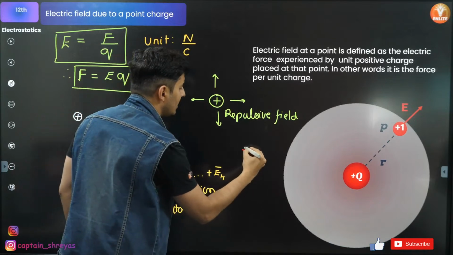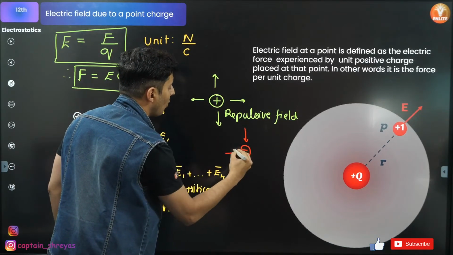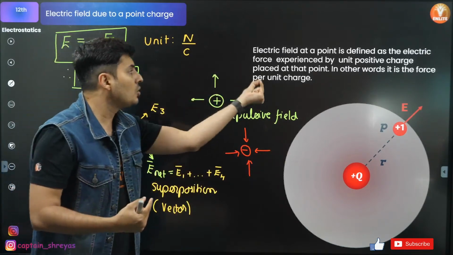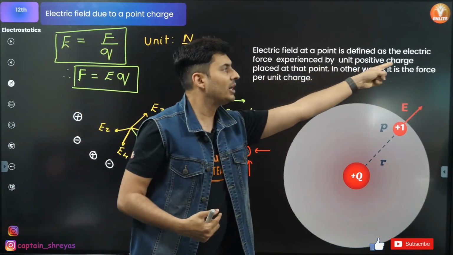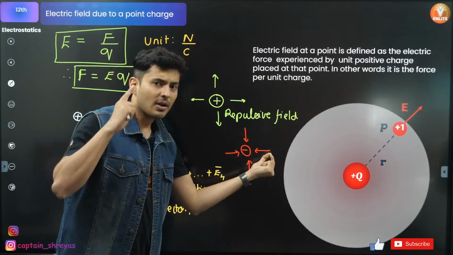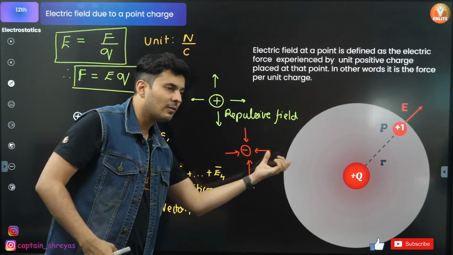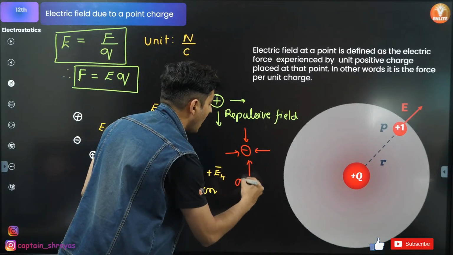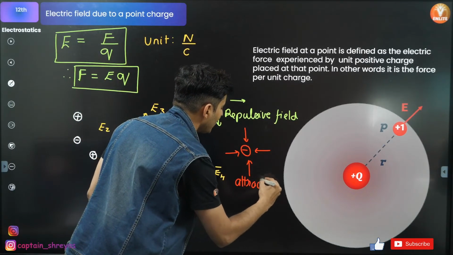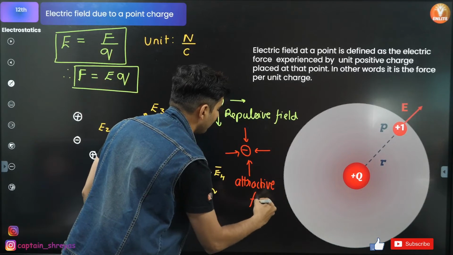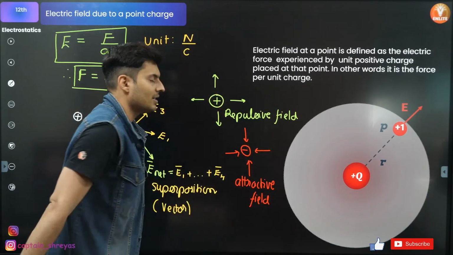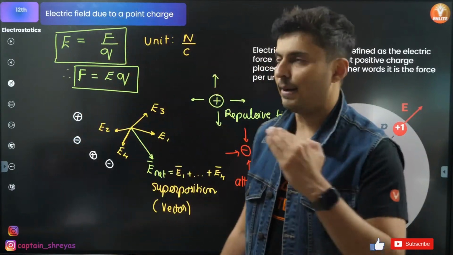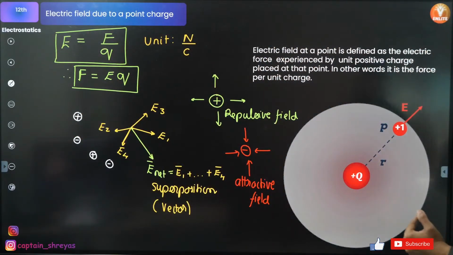But if you take a negative charge, then what you will see is the field is attractive for a unit positive charge. If I take 1 coulomb of charge, then that negative will attract that positive 1 coulomb charge. Hence this is going to be an attractive field around that particular charge. Is that understood, guys? Okay, so that's all about field that you should know.